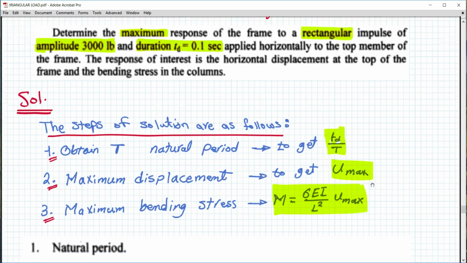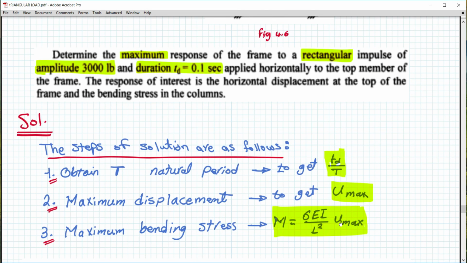What are the steps of the solution here? First of all, we need to... the solution steps here, we have three different steps that we want to keep in our mind.